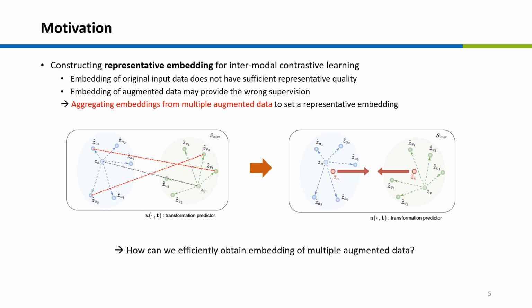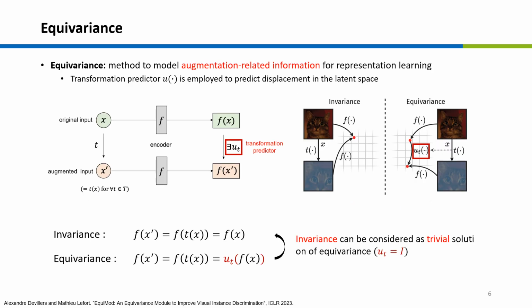As illustrated in the diagram, we start by creating embeddings for various augmented views of the original data. This leads us to our central question: how can we efficiently obtain embeddings of multiple augmented data? The main idea behind generating multiple augmented embeddings is equivariance. Equivariance is a method to train augmentation-related information for representation learning.